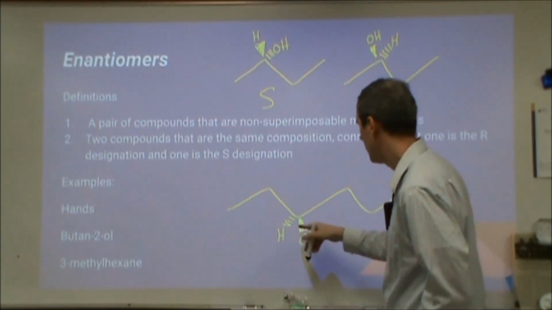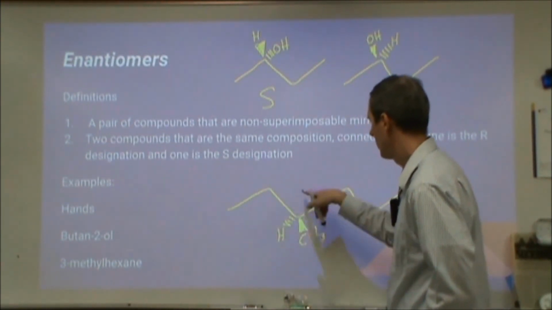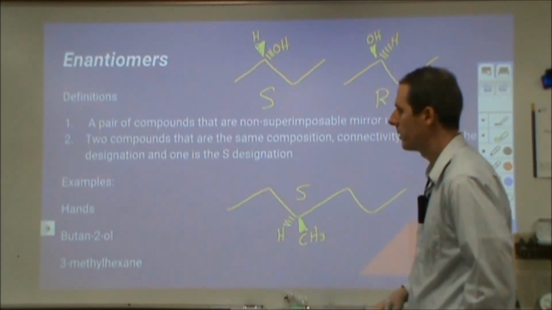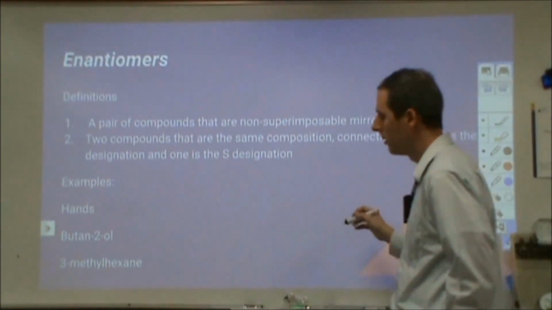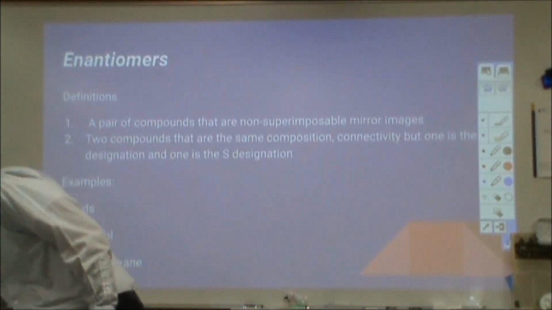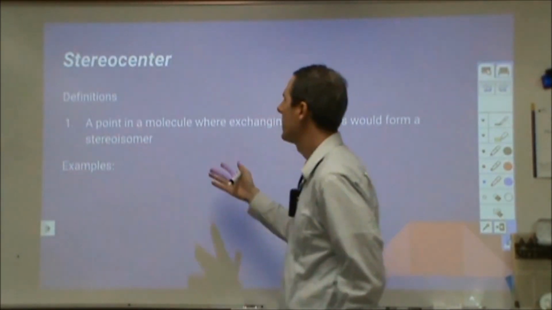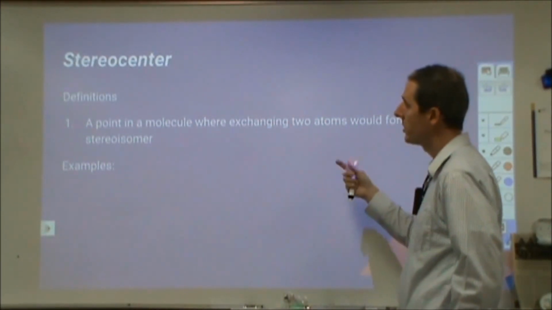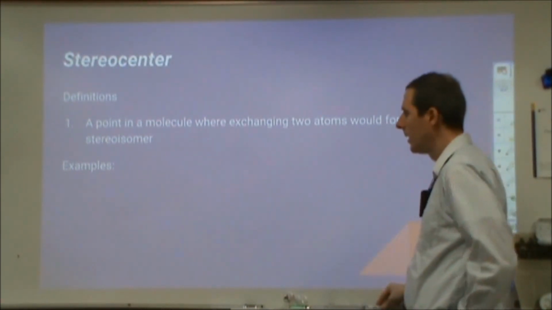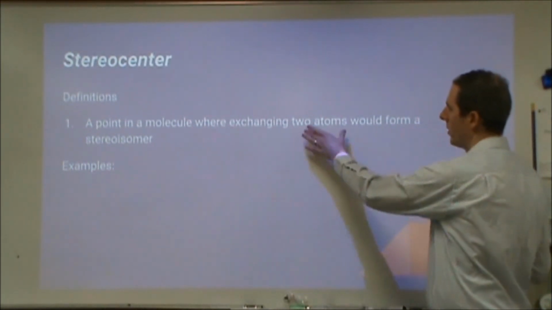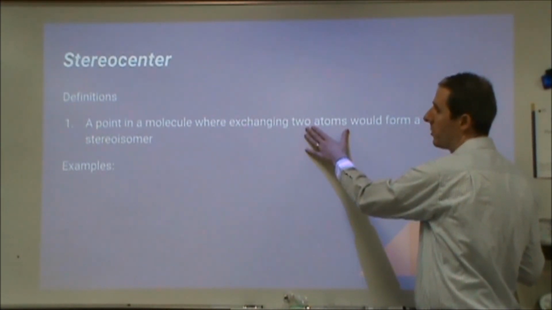This one would be the S form. So this would be S-3-methylhexane. Okay. Now, why do we care about all of this is where we kind of go next. So let's add in one more term to describe this. The stereocenter is the actual point in the molecule where these chiralities are occurring. Technical definition is a point in the molecule where exchanging 2 atoms would form a stereoisomer.